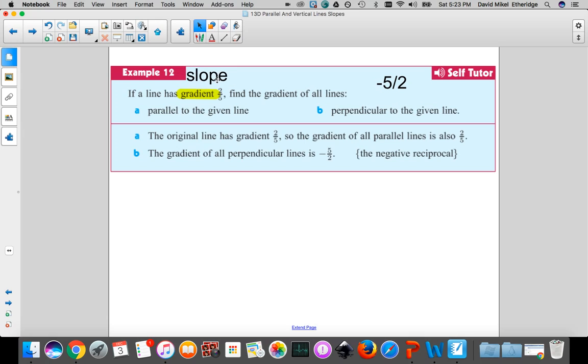Gradient is another name for slope. Same thing. So if a line has a gradient of 2/5, the line parallel to it is going to be the same thing, 2/5, because parallel lines have what? The same slope. Now, what do perpendicular lines have? Opposite reciprocal slopes. So notice how this went from positive to negative, and we flipped it. The numerator became the denominator, the top became the bottom. Flip it, and negative. Opposite reciprocals.